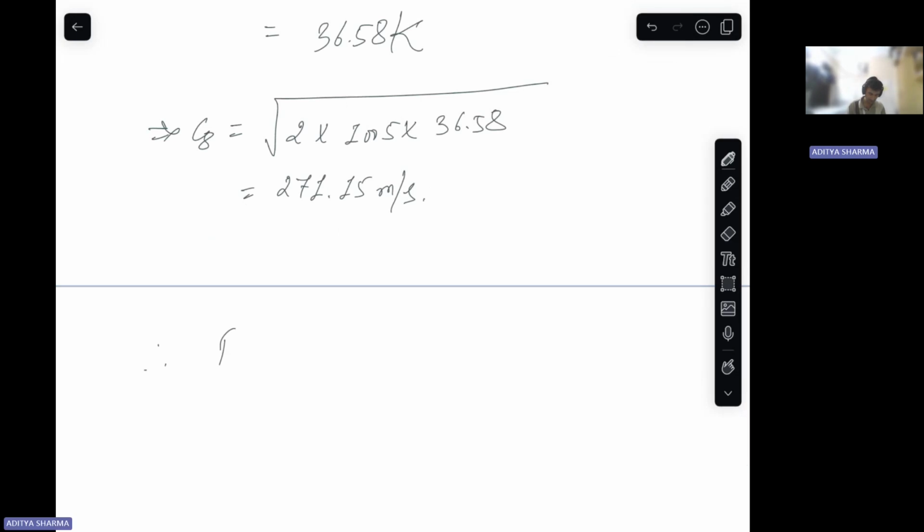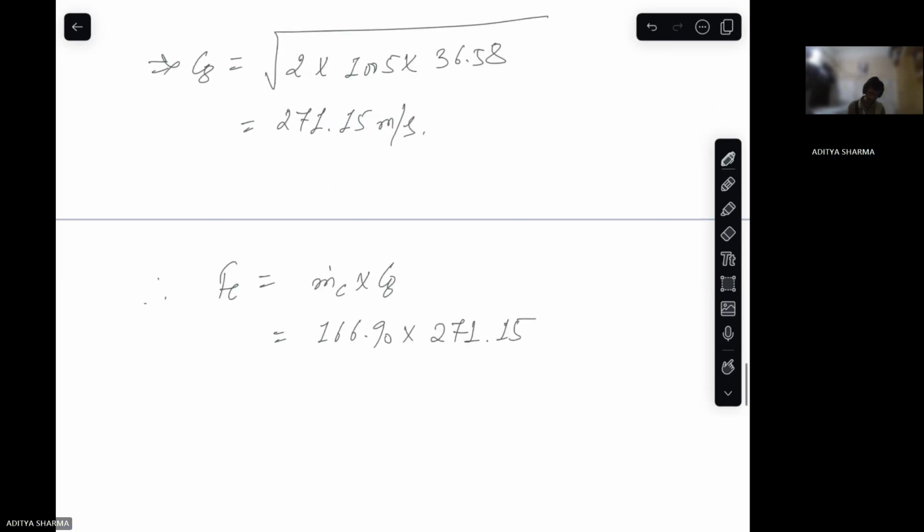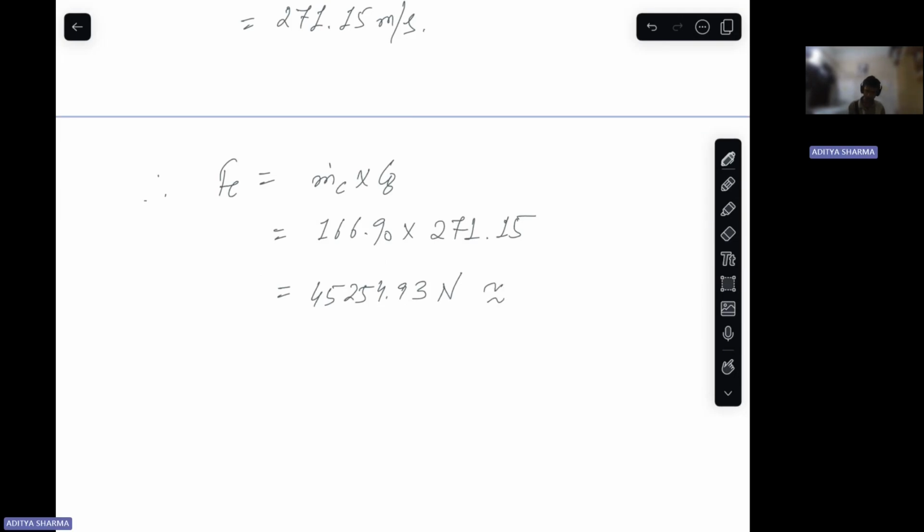So FC is 166.90 into 271.15. And if you calculate this, this will come out to be 45254.93 newtons, which is roughly equal to 45255 newtons. So this is your question number 6.